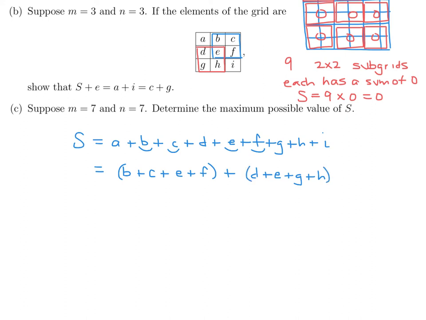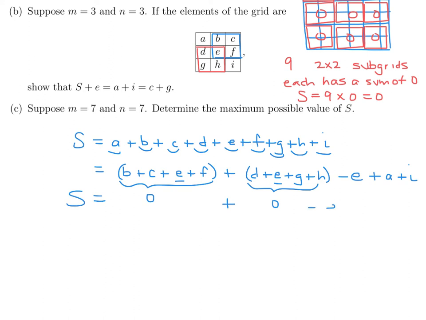And that one, I drew in the red. Now, that takes care of D, G, H, but I put an extra E. You see, I have two E, so I got to subtract one E because I've got to make these equal. And then I don't have A and I, so I've got to put A and I out here. Okay. Well, according to the definition, each of those 2x2 grids has a sum of 0. So this is 0, and this is 0, entirely based on what the question tells me in the opening stem. And then I've got this E, plus I've got this I, plus I've got this A. So this basically is S plus E is equal to A plus I. And that is the first part of what they wanted.